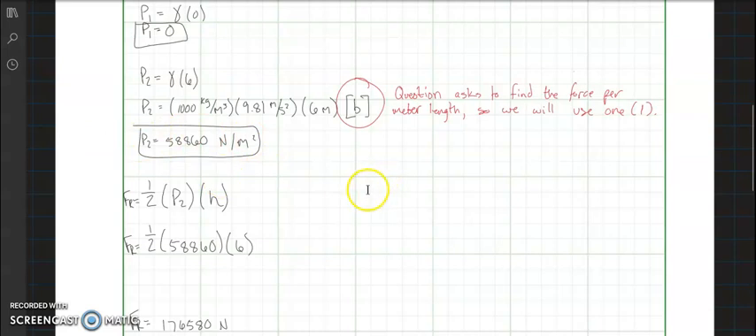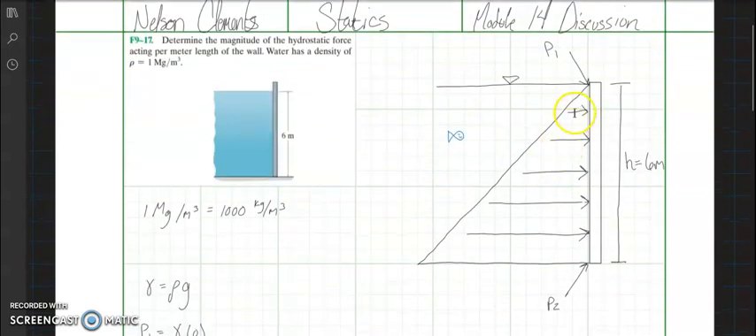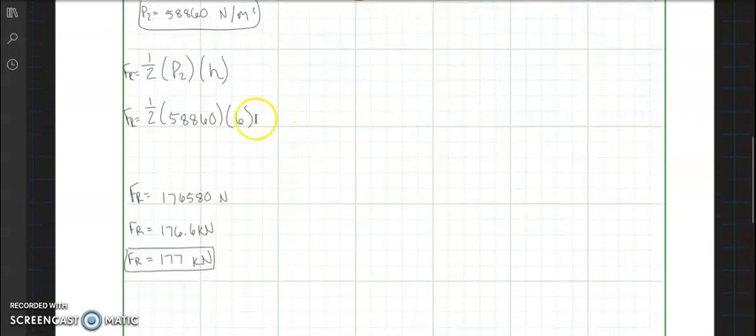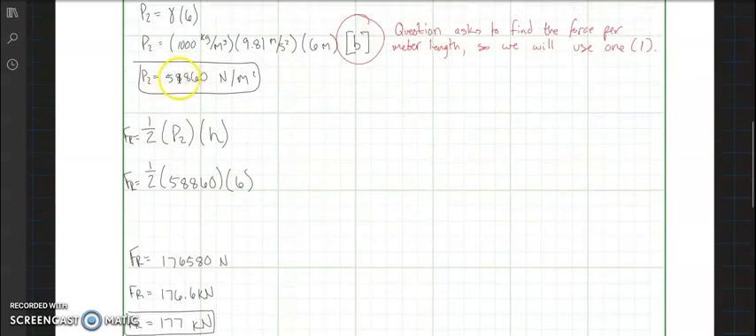Next, we're going to find our resultant force. To do that, we find the area of the triangle of the resultant force, which is going to be 1/2 base times height. So here I have 1/2. The base is P2, which we just found to be 58,860 newtons per meter squared, times h, the height, which is 6 meters.